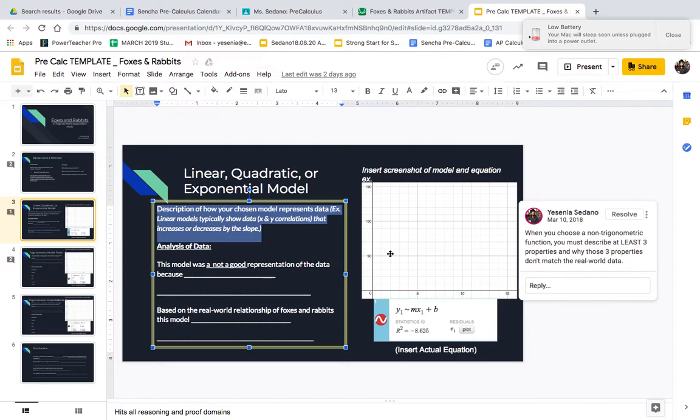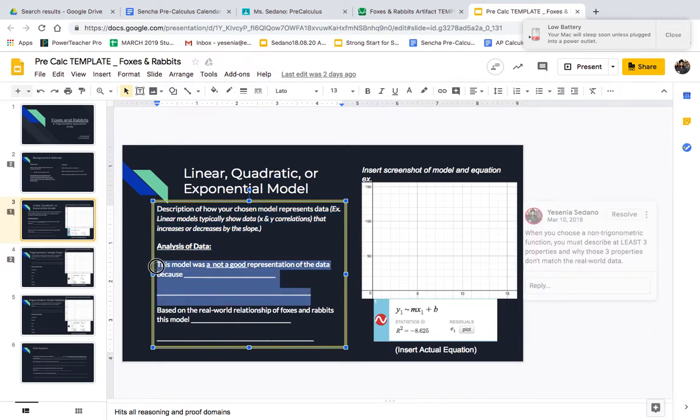Then, and here I have a little note right here, and I'm hoping that's in the template slides that you guys copied because I had this note quite a while. So after you choose your model and you include a short description about the properties of the model, I want you to analyze this data. Now explain to me why this is not a good representation of the fox data. And right here I put, when you choose a non-trig function, which is basically those three, you must describe at least three properties and why those three properties don't match the real world data for the foxes.